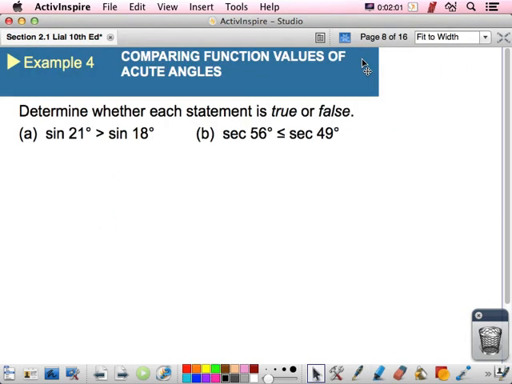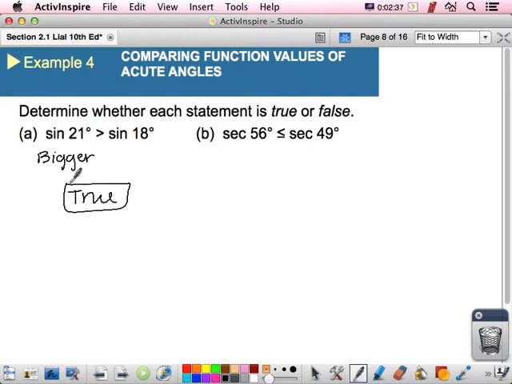So here we're asked to determine whether each statement is true or false. The first one says that the sine of 21 degrees is greater than the sine of 18. So what you have to do is figure out which one's bigger. Well, for sine, for secant, and for tangent, the bigger angle is the bigger value. So in this one, the one on the left is bigger. Does that make sense? Is it true that the sign should be open to the bigger number? So that's true. So we think that's true.